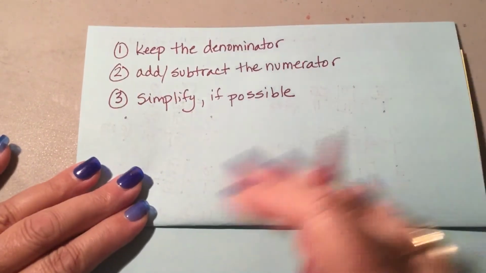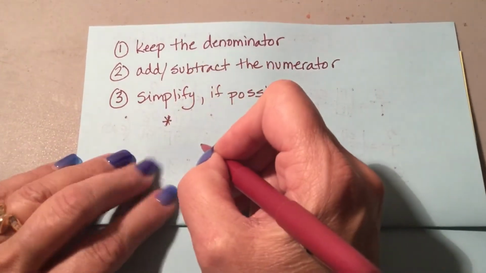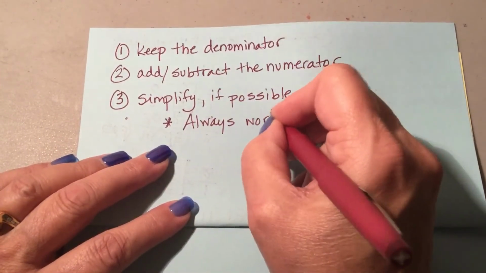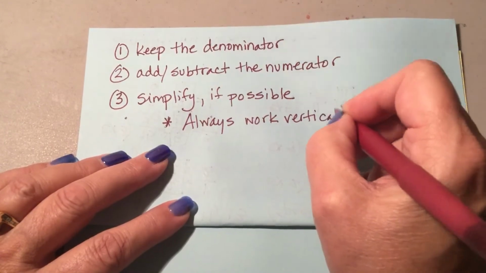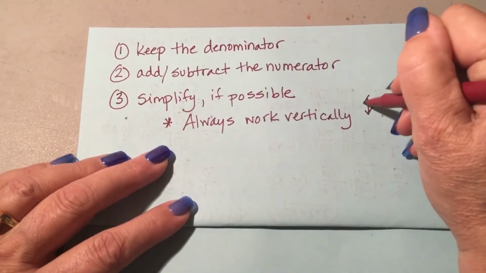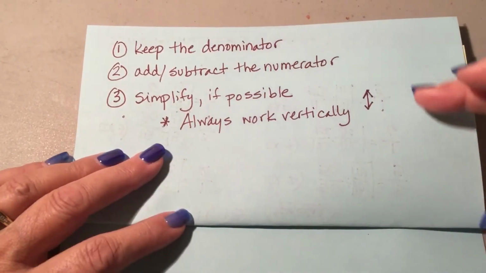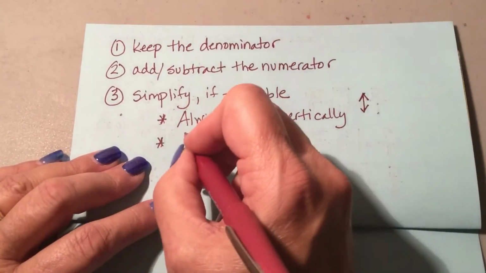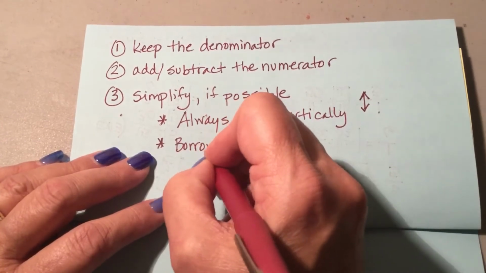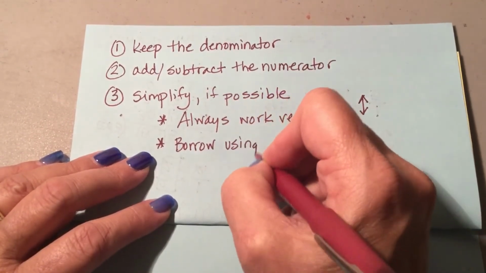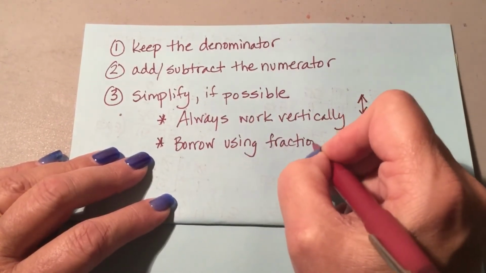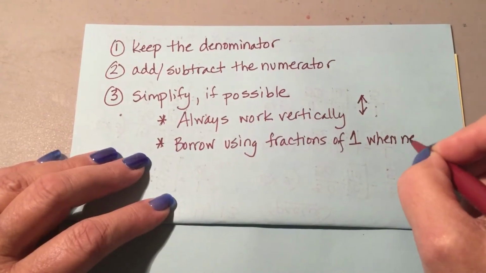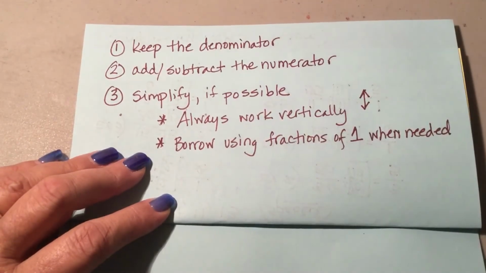It seems pretty simple, but I'm going to throw a couple more things at you for adding and subtracting to make things easier for you. I'm going to tell you to always work vertically. And what I mean by vertically is this direction. If you work going up and down, it helps to change denominators and do all kinds of things. Second thing to always remember, it has more to do with subtraction: borrow using fractions of 1 when needed. Okay, so you want to do that.